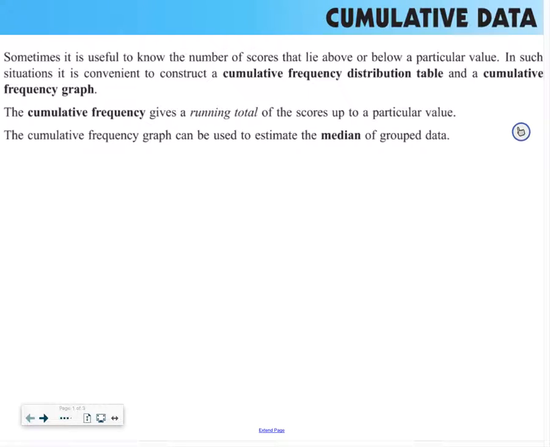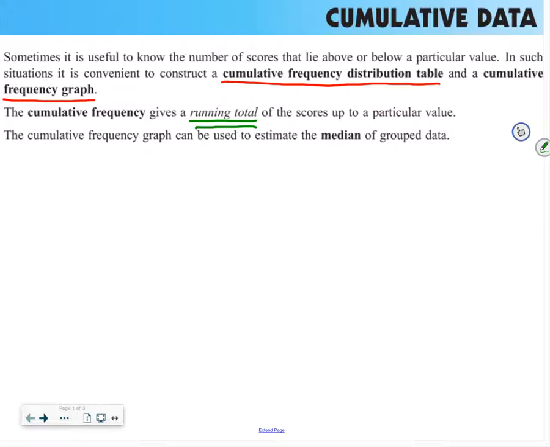All right, mathletes, here we are looking at cumulative data sets. Oftentimes with our cumulative data, we want to look at data sets as a whole. We're going to look at cumulative frequency distribution tables and make a cumulative frequency graph. Cumulative frequency gives us a running total. So we're going to continuously add things together because it's a running total of scores up to a particular value.